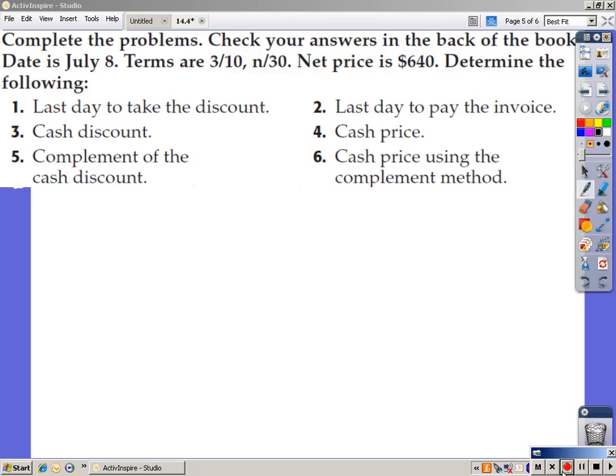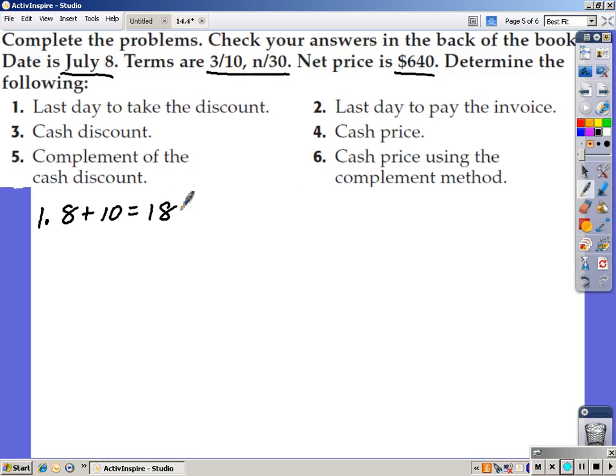Okay, let's take a look at these. It says your date is July the 8th. Your terms are 3/10 net 30. Your net price is 640. Number 1, last day to take the discount. Well, we get 10 days, so we start on the 8th. 8 plus 10 is 18. Last day to take my discount is July 18th.